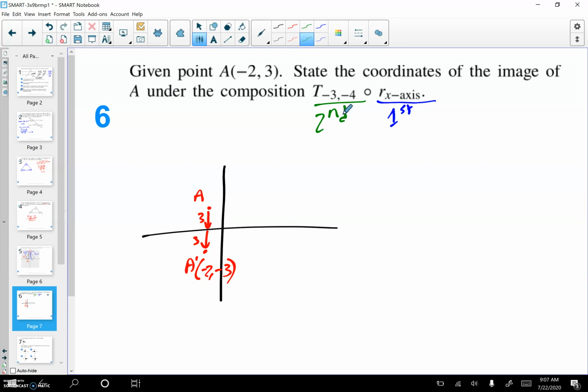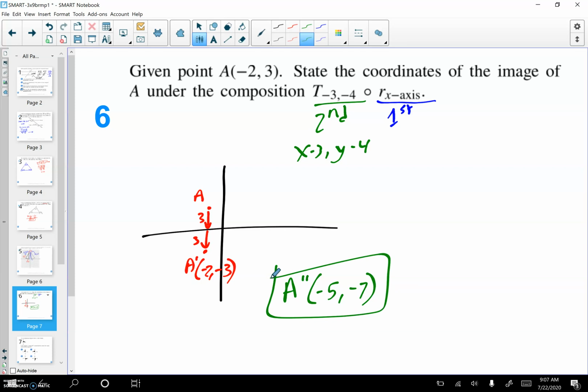Now we're going to go left 3 and down 4. So you could go left 3, down 4. Remember, this is also x minus 3 and y minus 4. So you could also look at it that way. If you take negative 2 and you subtract 3, you get negative 5. If you take negative 3 and you subtract 4, you get negative 7. All right. So for these composition ones, it's usually a good idea to sketch a graph if possible, so that this way you can have the ability to do some of your transformations a little bit more easily.